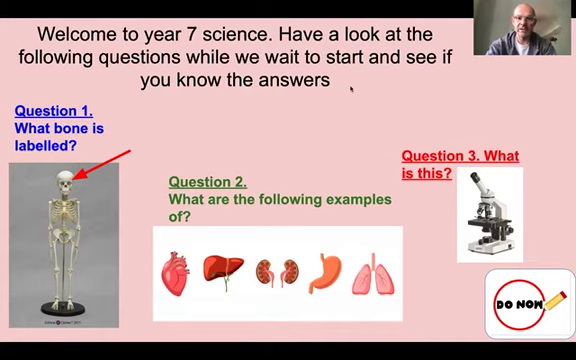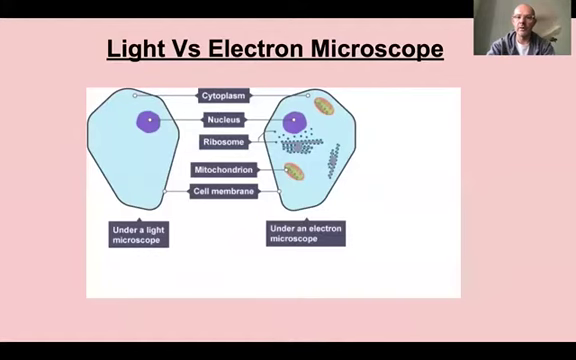So the first thing she did was talk about these starter questions, just to remind you of some things. So she put up some polls about which bone was labeled there, so that was the skull, and what the following examples were of, and that they were all organs, because we've got cells, tissues, and organs, and that this was a microscope. So that was just the starter. But then we went on to talking about these different things.